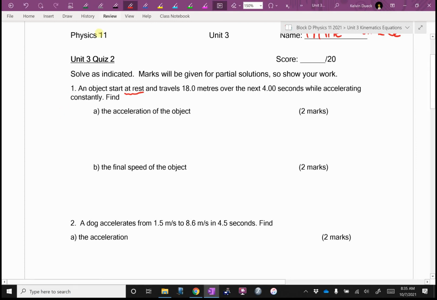It wants me to find A. Well, at rest, what does that mean? Vi is 0. What's that 18? That's a displacement. What's that 4? That must be time. I'm looking for an equation that has A, Vi, d, and t in it. There is one. Jan, which one?